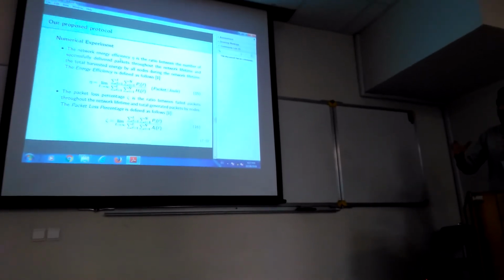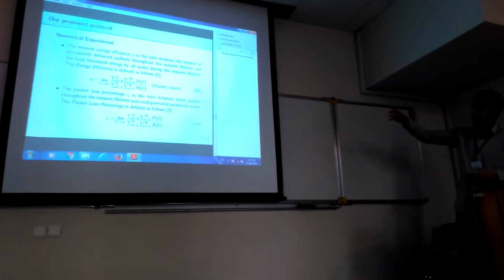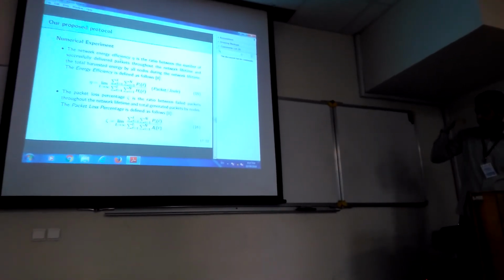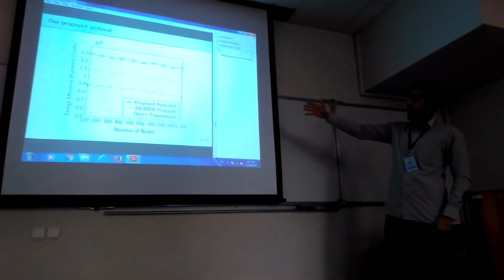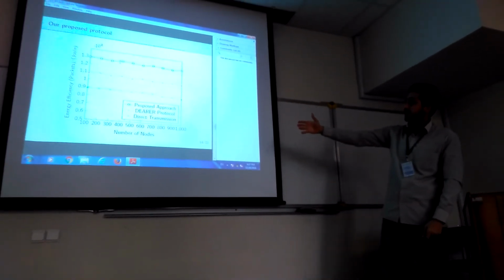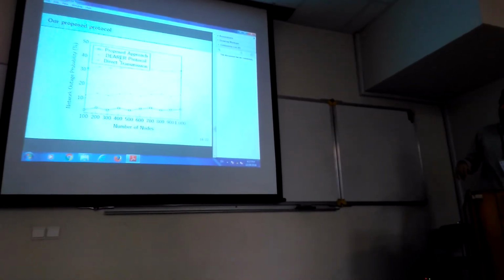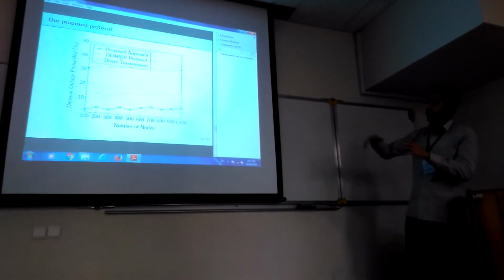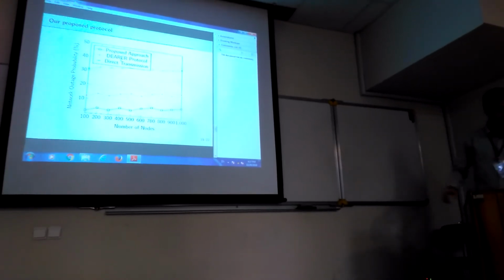We investigated and examined our protocol and compared it with other algorithms according to these 2 metrics. The first is energy efficiency, and the second one is net packet loss percentage. As you can see, our protocol has the highest energy efficiency in comparison with DRL and direct transmission, and the lowest packet loss percentage or network outage probability in comparison with others.